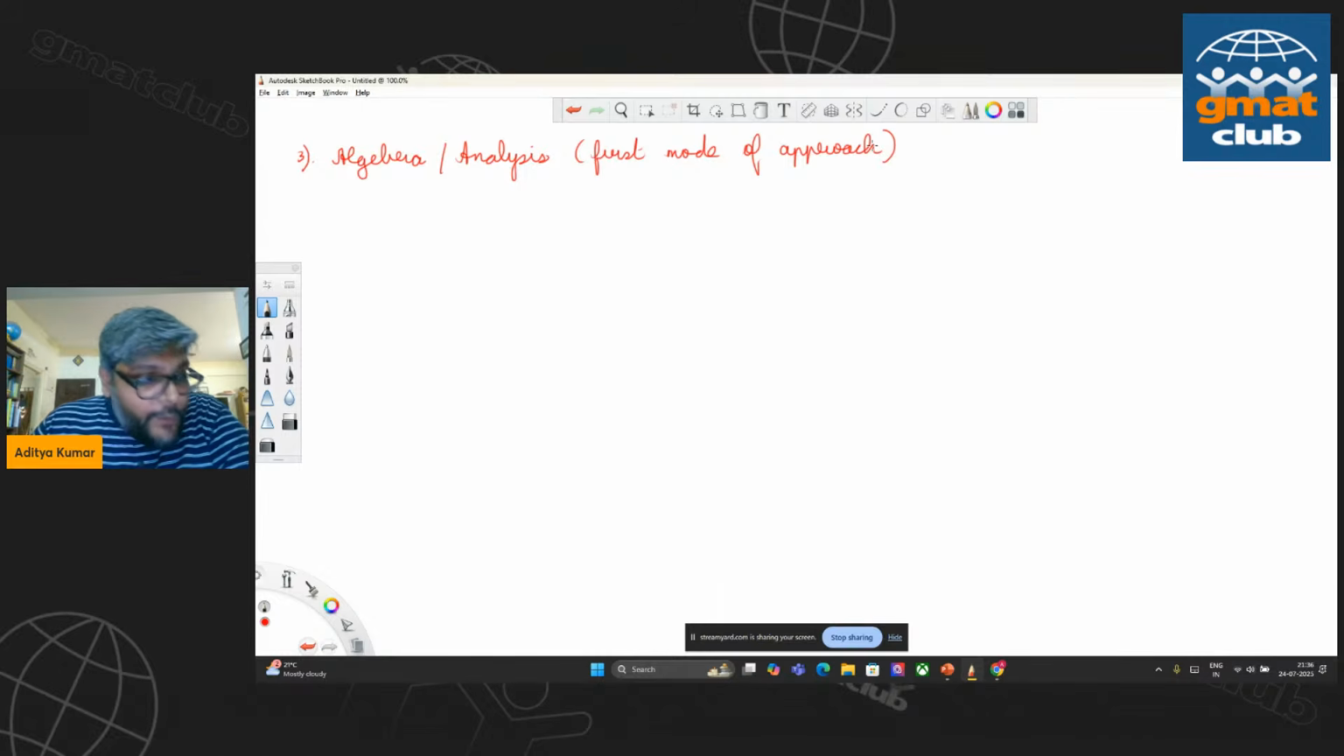Right? It should always be a first mode of approach. And what do I mean by algebra and analysis? Why am I writing algebra along with analysis? I'm writing algebra first and analysis second, because it's very important for you, when you're working with inequalities, to first set the question up using algebra.